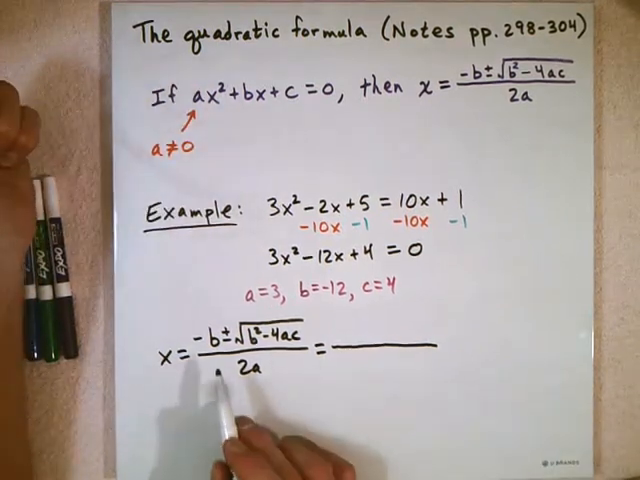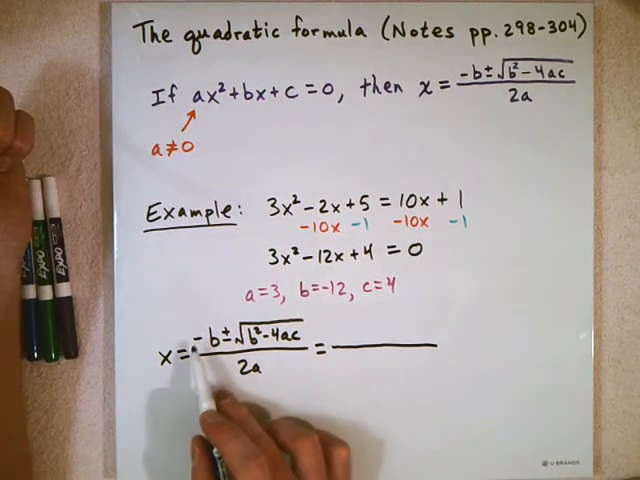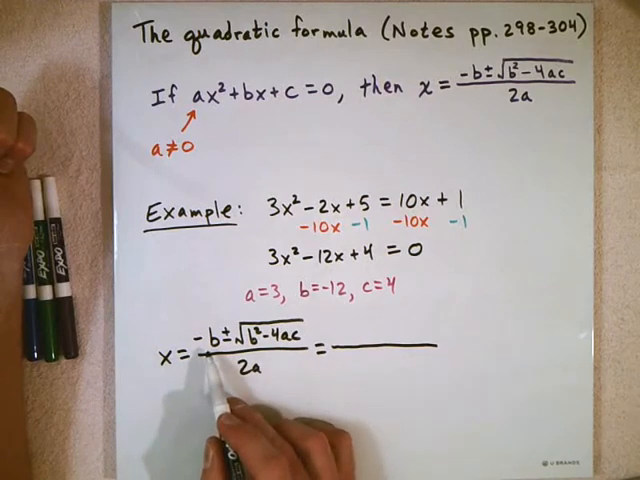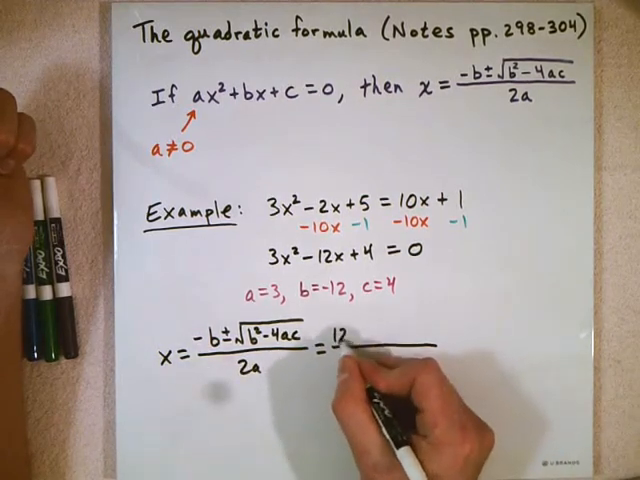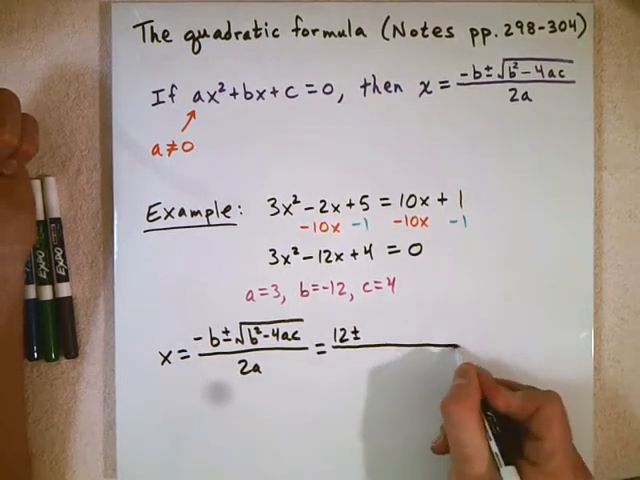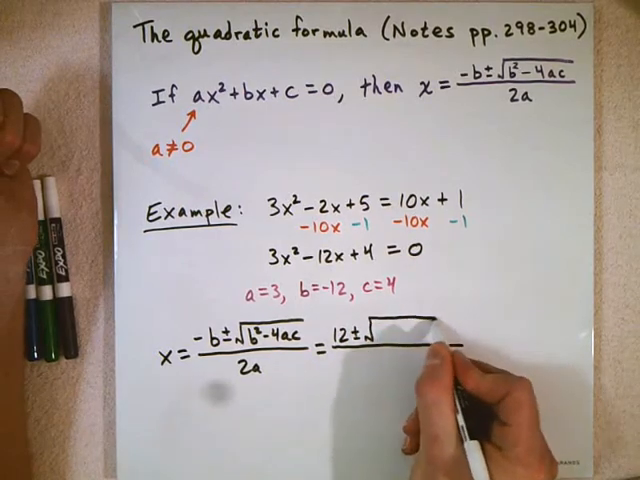Well, let's go ahead and do the negative b piece here. Since b is negative 12, what's negative 12? That's going to be a positive 12. So we'll go ahead and write that down. And now we're going to go inside the radical. And this is the part that you've got to be the most careful with. Make sure you get the stuff inside there correct.